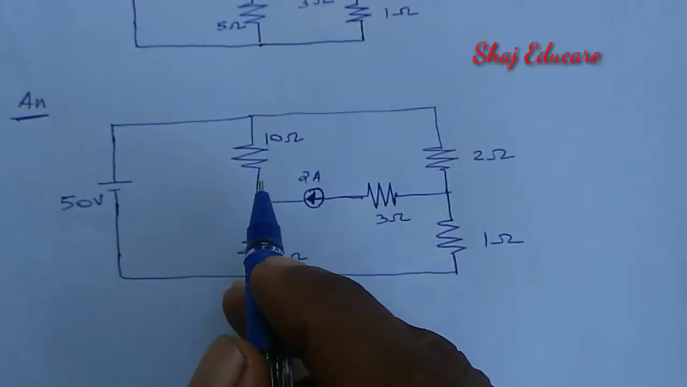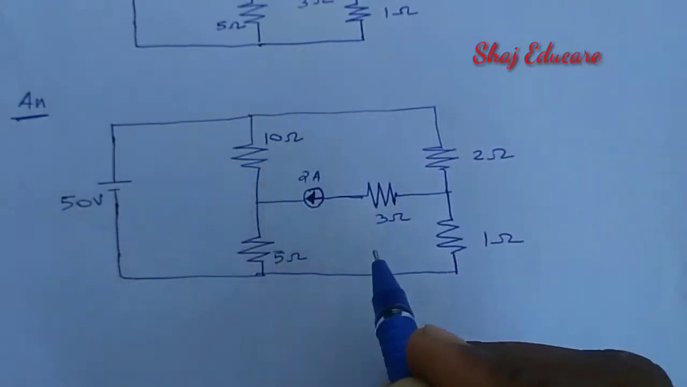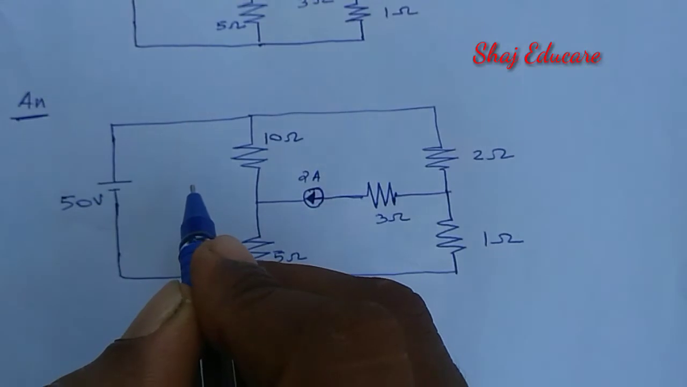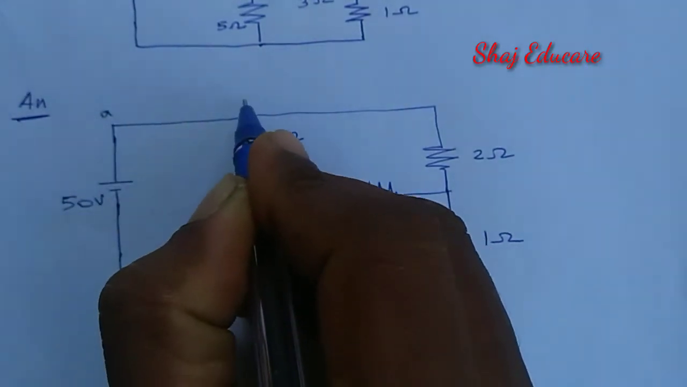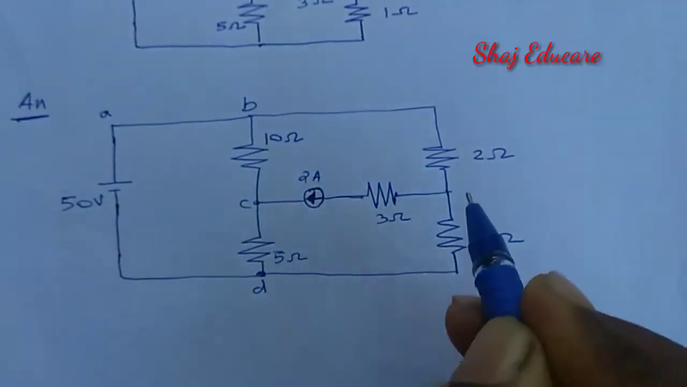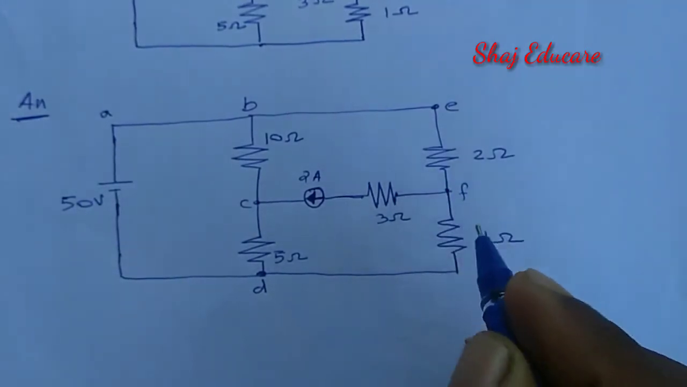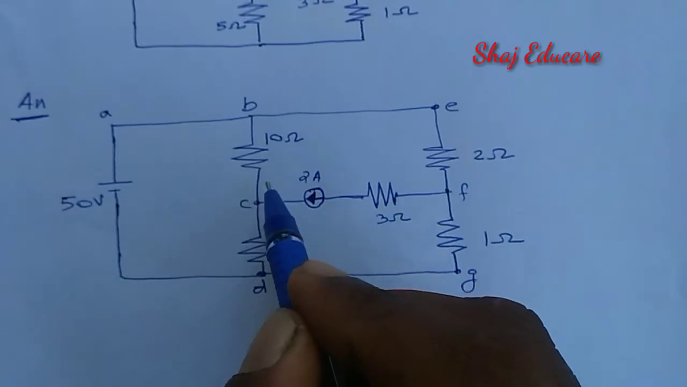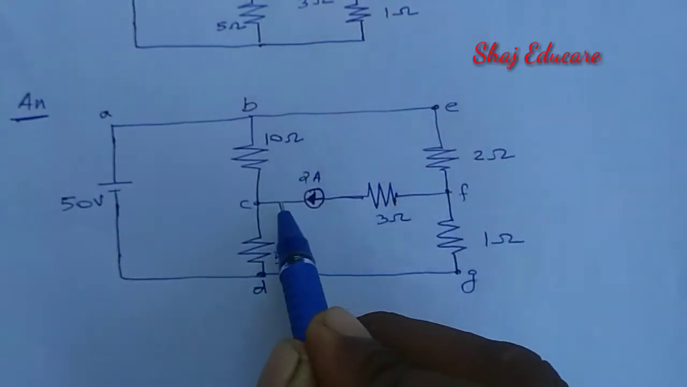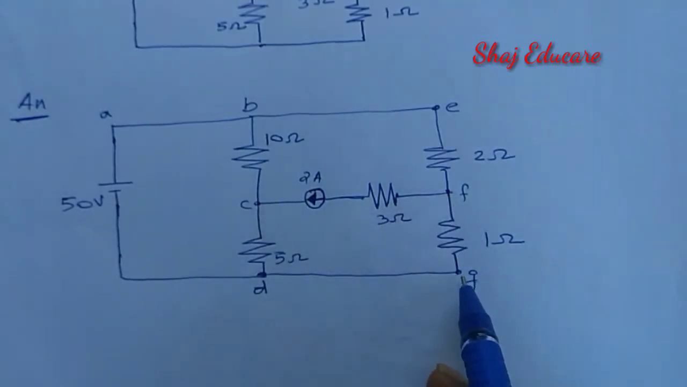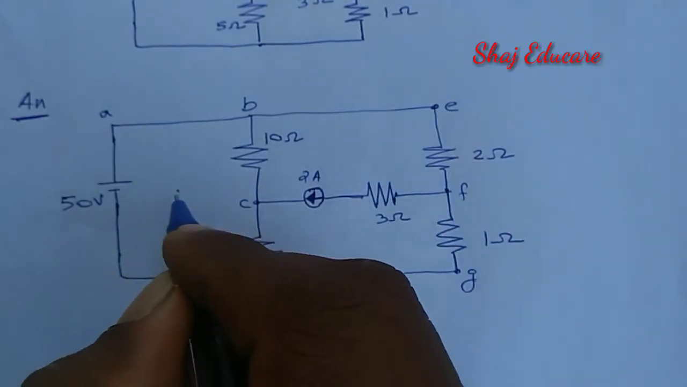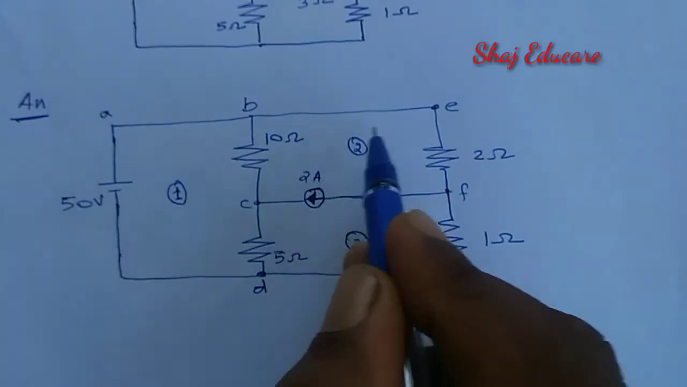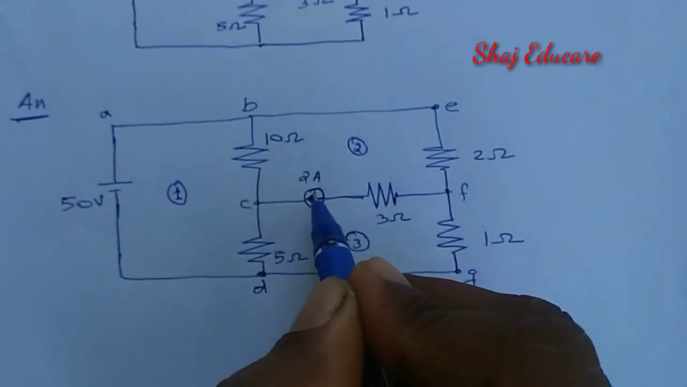If we look at this figure, we can say that this mesh and this mesh have a common current source of 2 ampere. Before that, let us mark the meshes using labels A, B, C, D, then E, F, and finally G. The meshes C, B, E, F, C and D, C, F, G, D, these two meshes. Suppose I'm marking this one as mesh 1, this as mesh 2 and this as mesh 3. The mesh 2 and 3 share a common current source of 2 ampere.